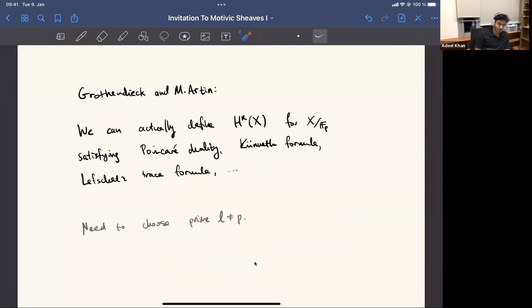So Grothendieck and his whole school came along, especially Grothendieck and Michael Artin, and showed that you can actually define cohomology for a variety in positive characteristic, satisfying all the usual formulas like Poincaré duality, the Künneth formula, and most importantly the Lefschetz trace formula, or Lefschetz fixed point formula.